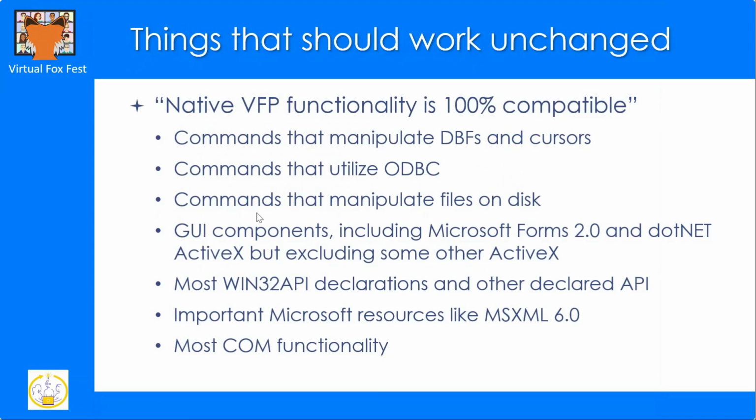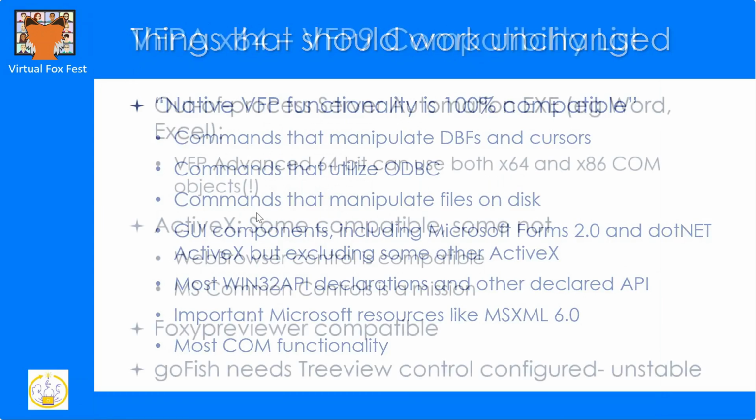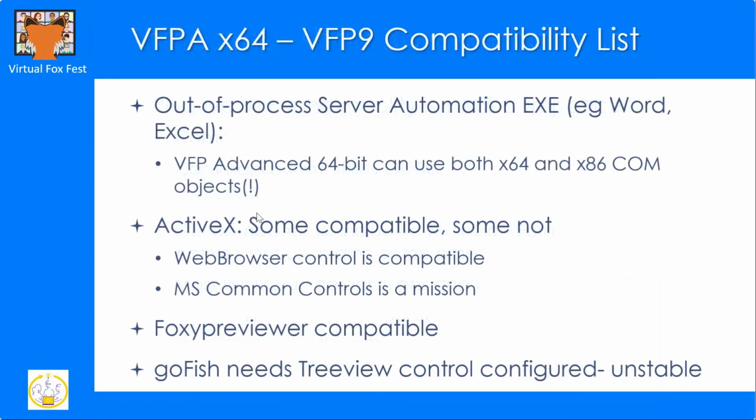Not only can VFP x64 utilize 64-bit OLE automation, it can also use 32-bit. And the trick is that's out of process server automation. So if you're using an out of process server like Word or Excel, Microsoft has rolled an x64 wrapper around it so that you can actually utilize x86 resource after all. And Microsoft's not the only one who can do it.